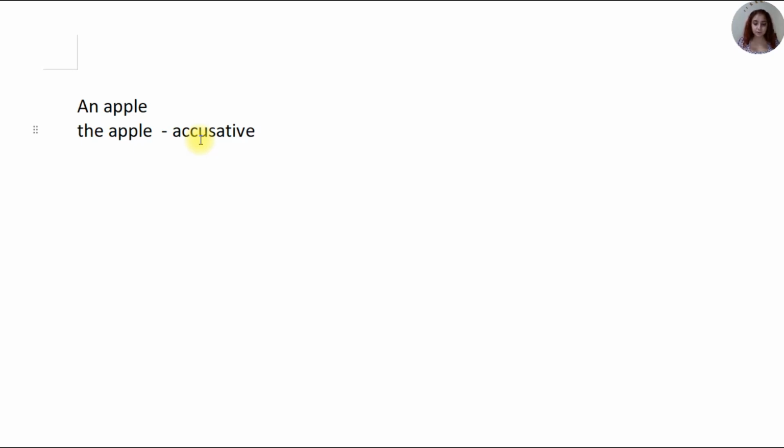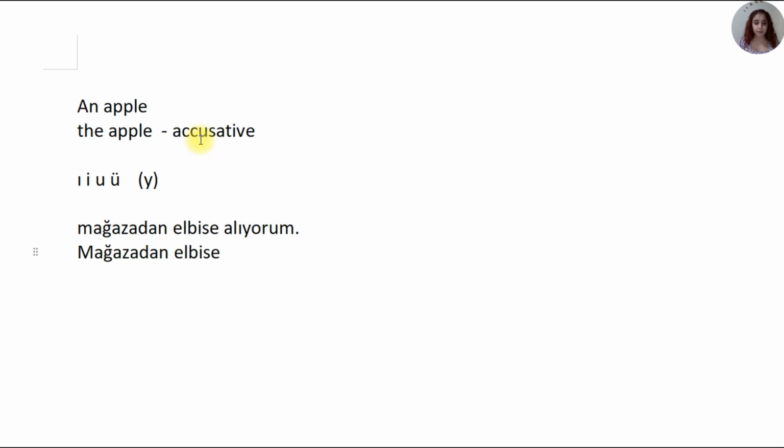And there are some suffixes for it, I, U, Ü. And if you need a helping letter, it is Y. In this case, let me give some sentences to you. For example, mağazadan elbise alıyorum. Mağazadan elbiseyi alıyorum. In this case, if I say mağazadan elbise alıyorum, I'm buying a dress from the shop.